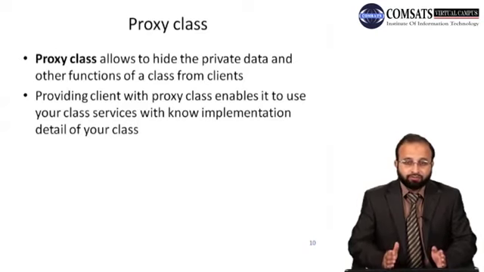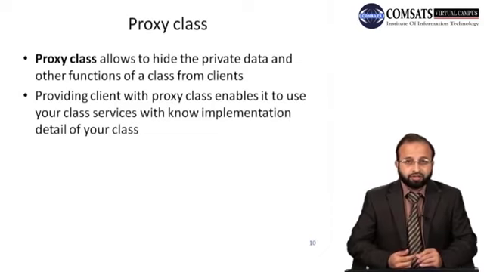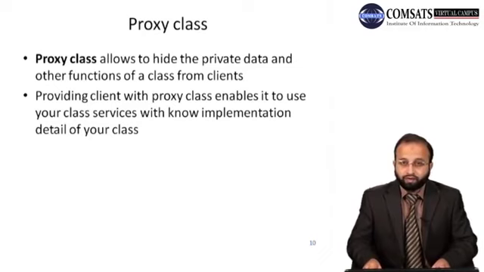A client can use that proxy class to get a service provided by your class without knowing what private data member exists in your class and the detail that you provide in the form of the prototype of a function of your class. So the member function prototype of your class will also not be visible if you use a proxy class, and the private data member that exists in your implementation class also doesn't appear to the client. This is what we actually want, and this is what information hiding is.